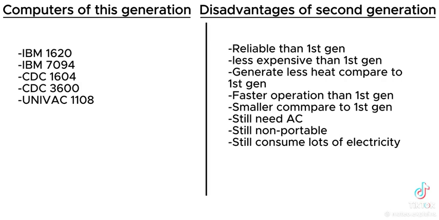They still needed air conditioning and weren't portable, but they consumed less power and were more affordable. This era introduced assembly language and early programming languages like COBOL and Fortran.